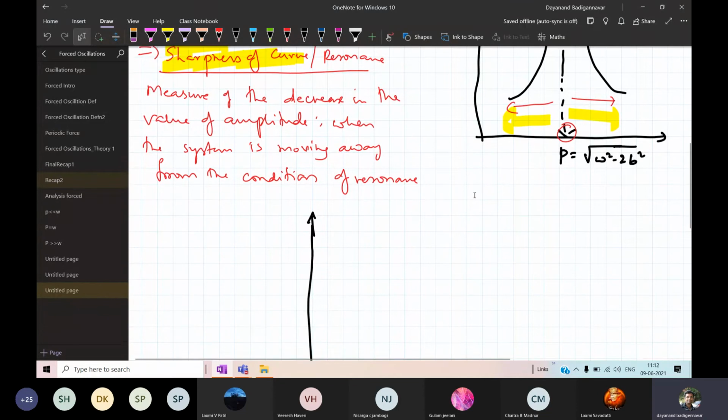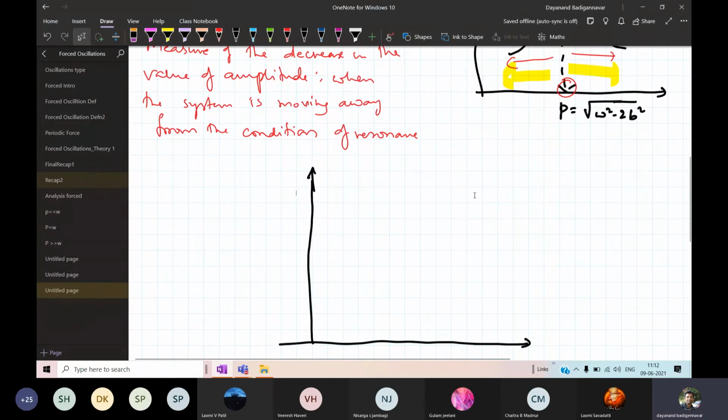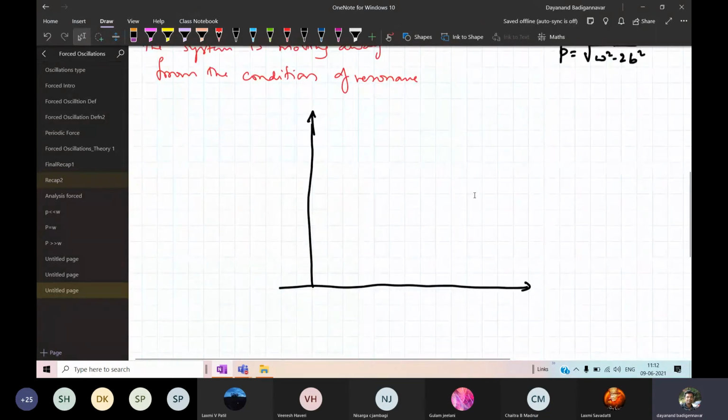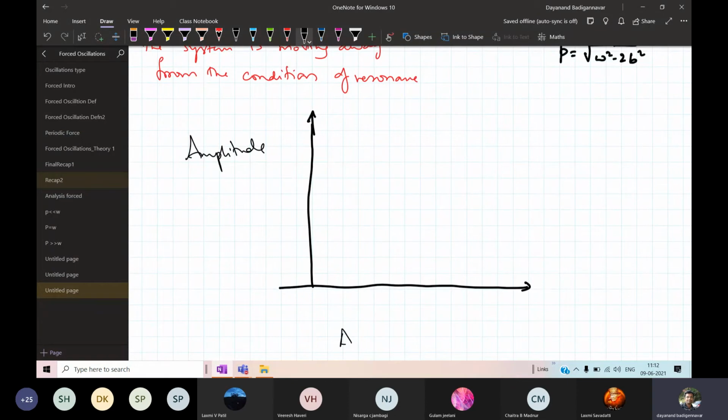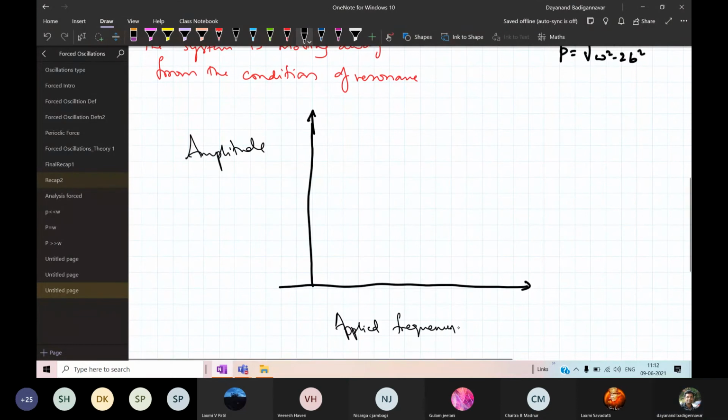Okay, hope you have taken that down. I will plot three graphs that will help you understand the term. So here I have the amplitude along the y-axis and the applied frequency along the x-axis.